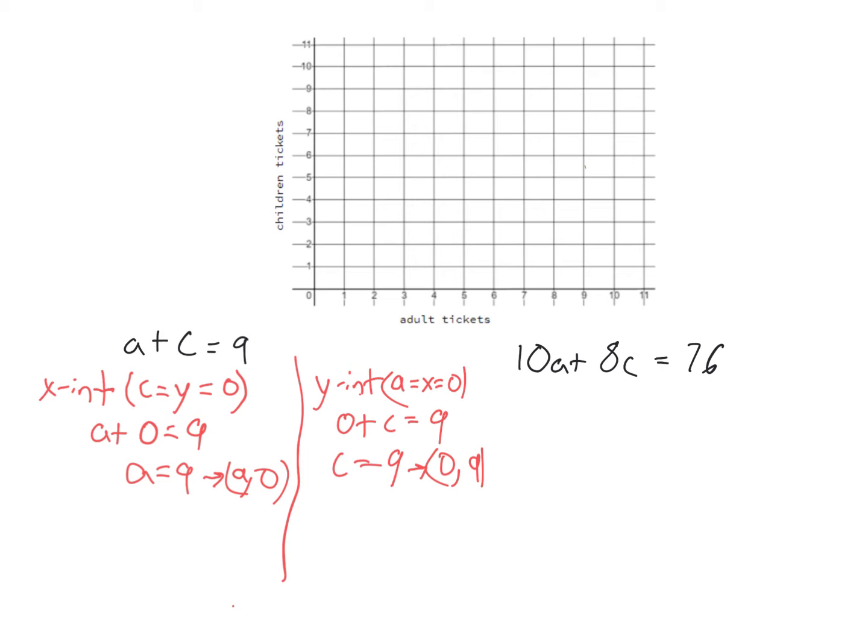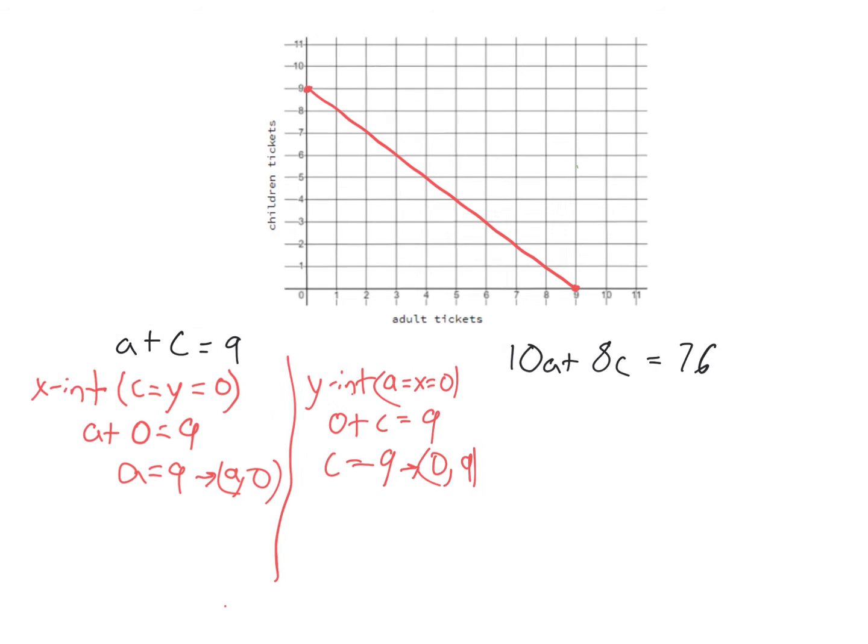So first I'm going to graph my x-intercept, which is at 9, 0, and then my y-intercept, which is at 0, 9. Now, I'm going to go ahead and connect those 2 points. On the pear deck, I would go ahead and use the line tool. Now, I'm going to go ahead and switch colors to blue.